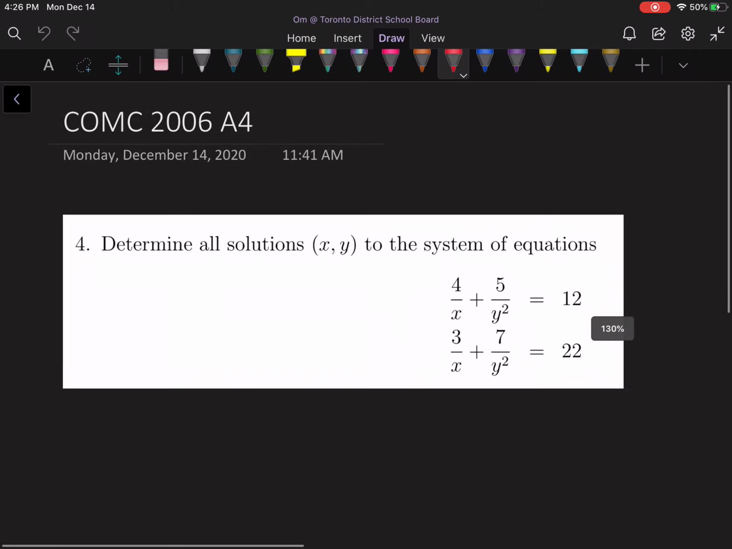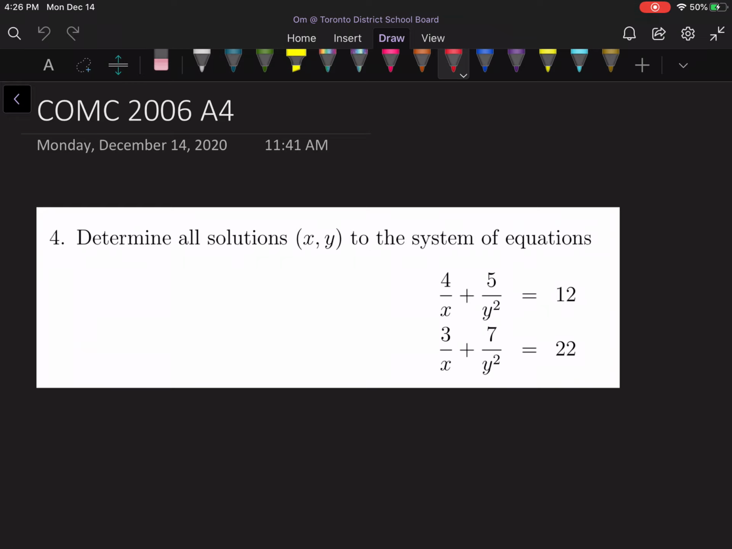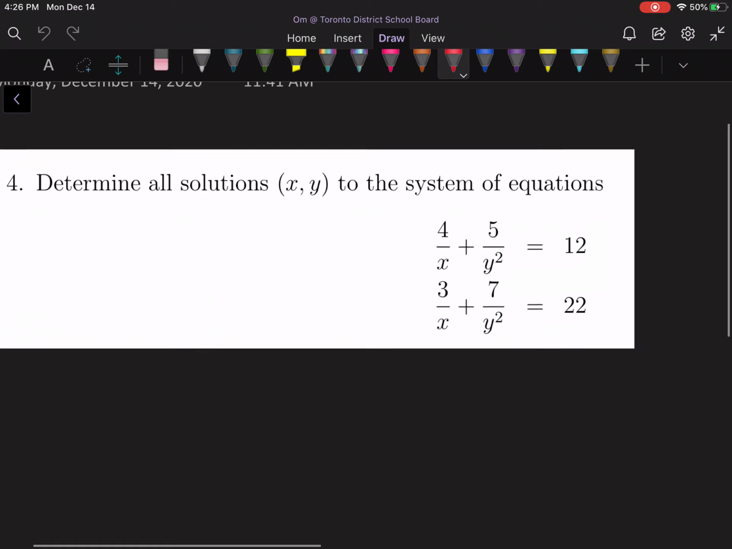So this is taken from CMC 2006, question A4. Determine all solutions x, y to the following system of equations. For this one, it basically adds on to the one that we just did because it still has reciprocals. However, instead of y, it's y squared. So it's going to be a tad bit more complicated. However, the basic trick remains the same.